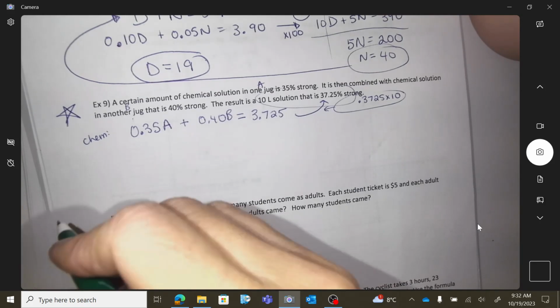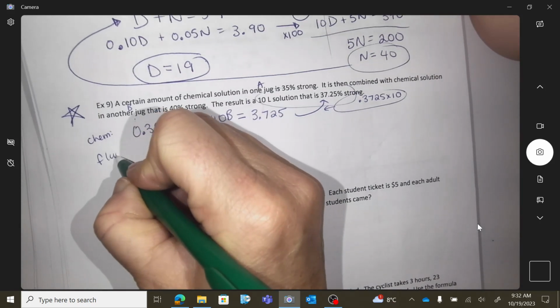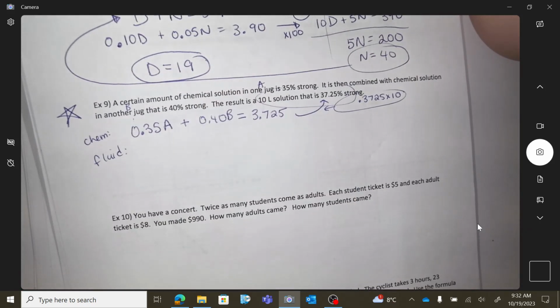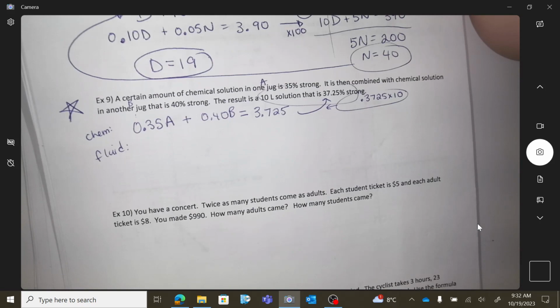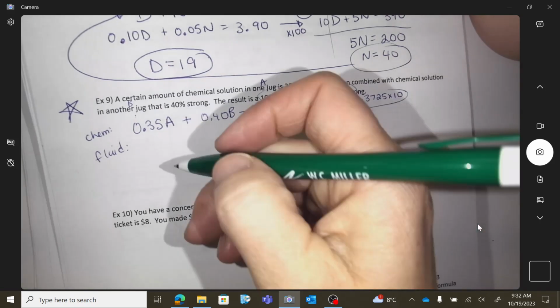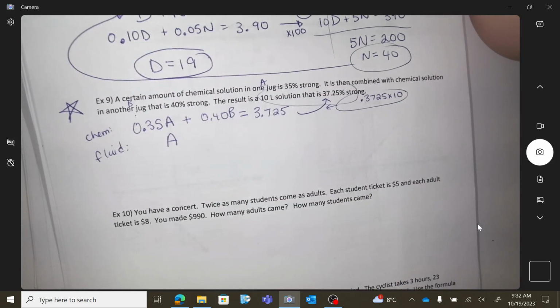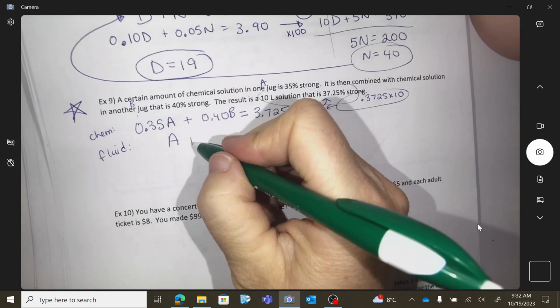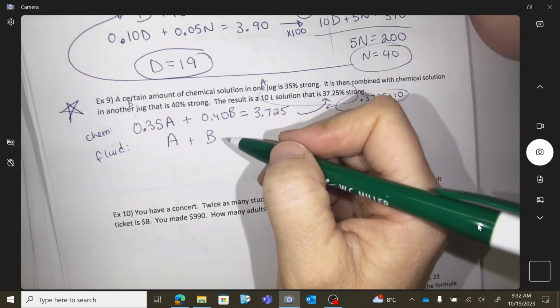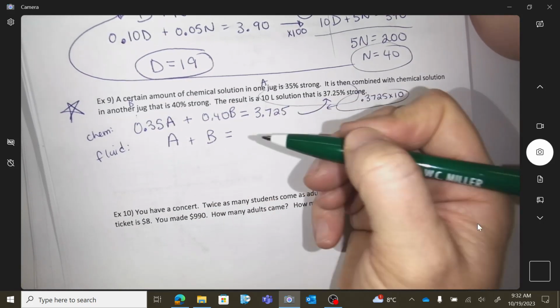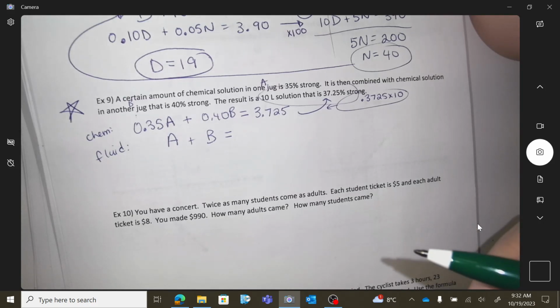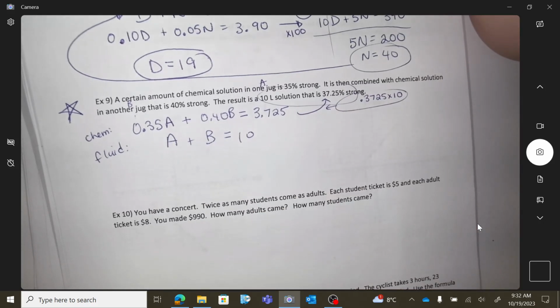Now your other sentence has to be just fluid. So how much fluid, okay? So how much fluid is in A? Don't know, it's A. The fluid in A is A, plus the fluid from B equals how much fluid at the end? 10.